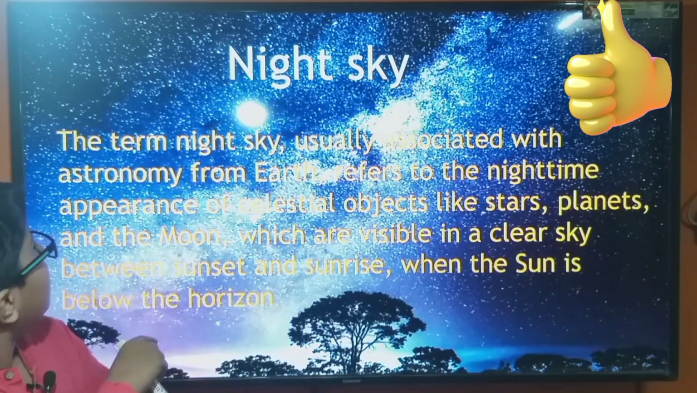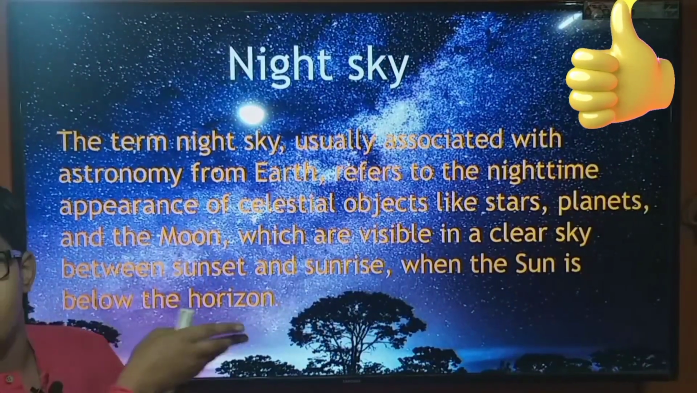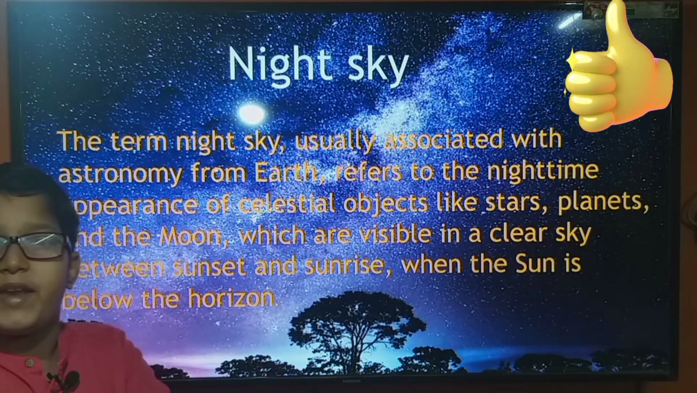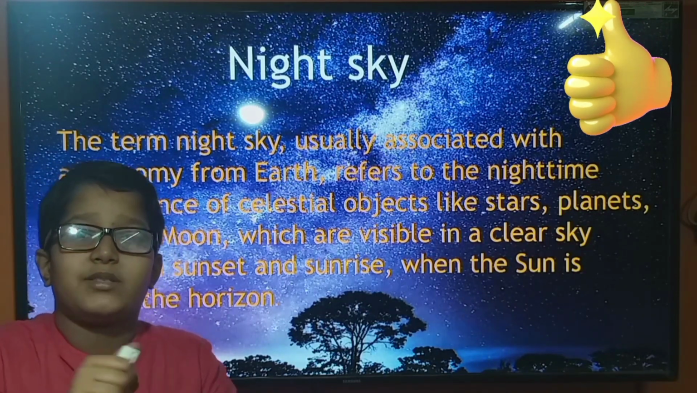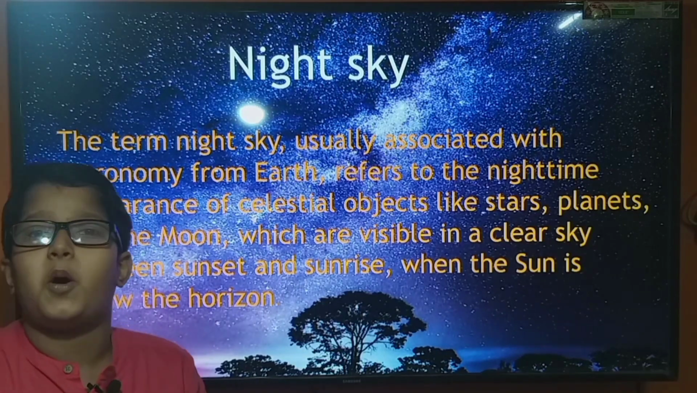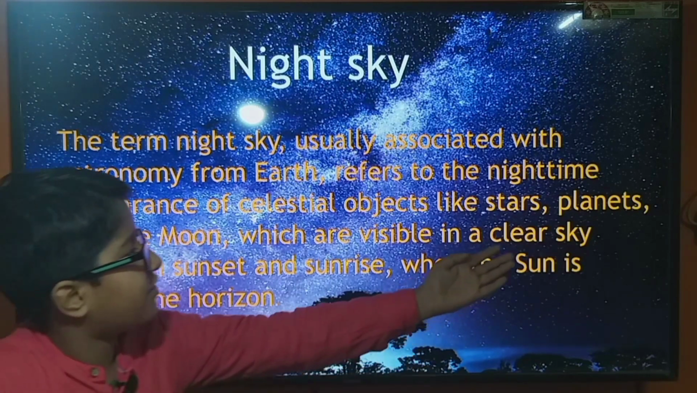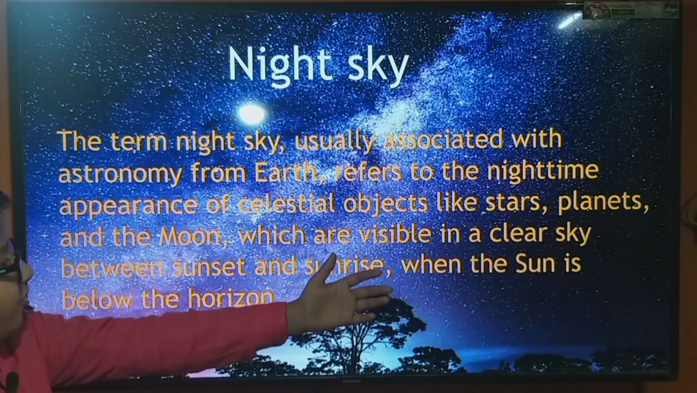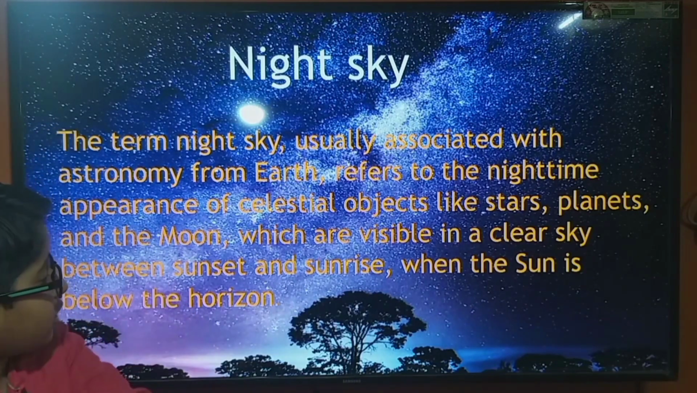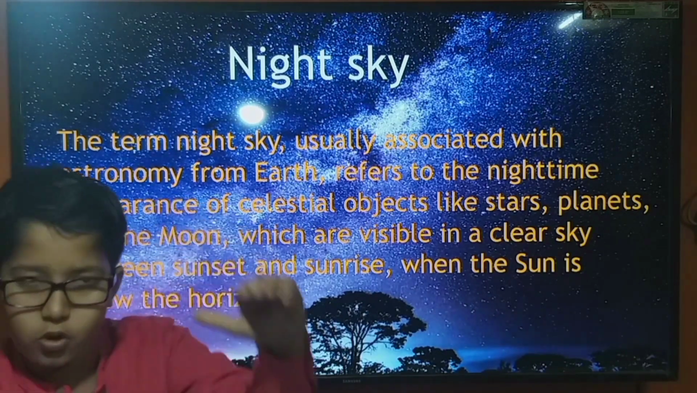The term night sky, usually associated with astronomy from Earth, refers to the scene viewed at night time from Earth. Many amateur astronomers or early people used to see the night sky and explore the stars and their positions and how they move. As it is written here, they observe the stars and planets which are visible in a clear sky between sunset and sunrise, where sunlight does not obstruct the view, and when the sun is below the horizon.